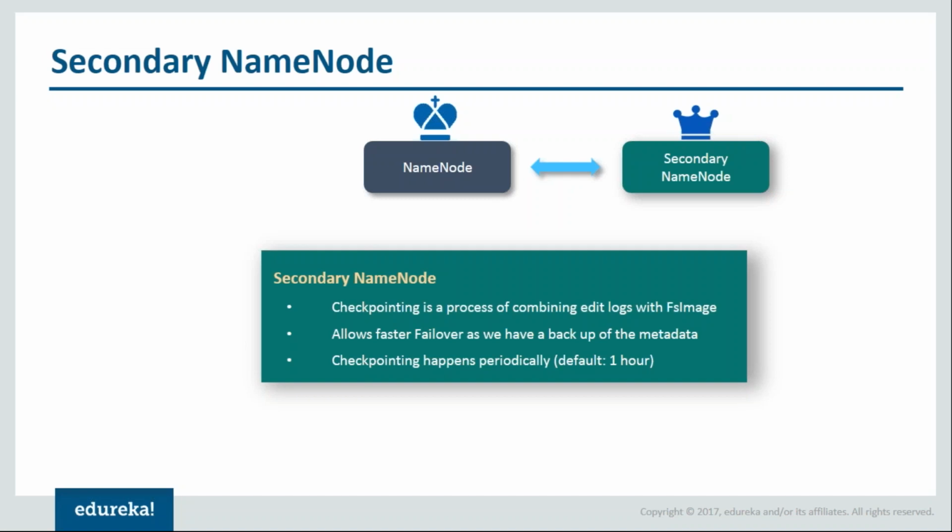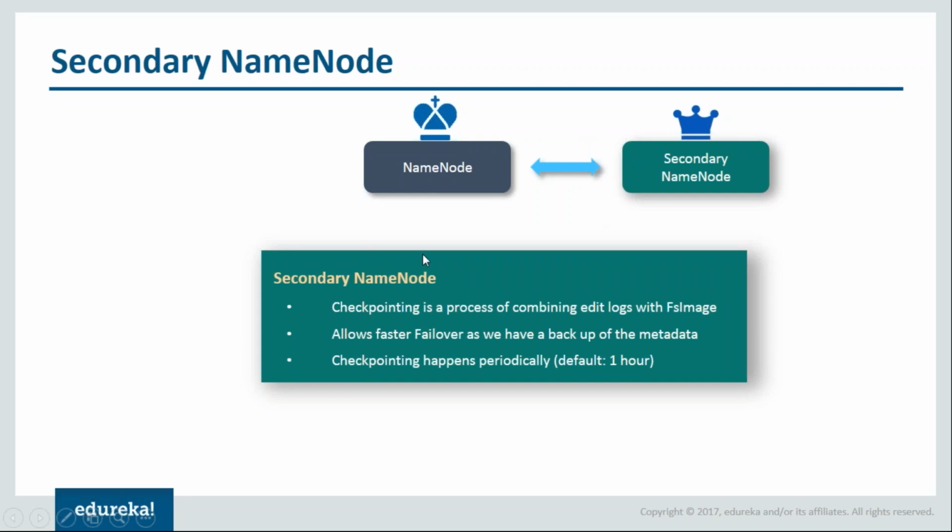And there is one more similar file which is known as edit logs. Now edit logs won't keep the record of transactions 20 days back, but just a few hours back. So let's say it will keep the record and the transaction details that happened in the past 4 hours. And checkpointing is the task of combining the edit log with the FS image. And it allows faster failover as we have a backup of the metadata.